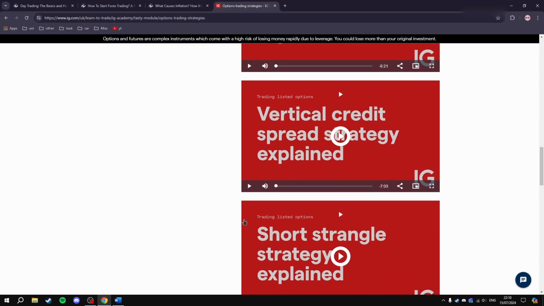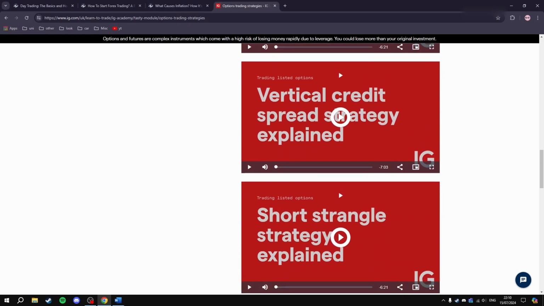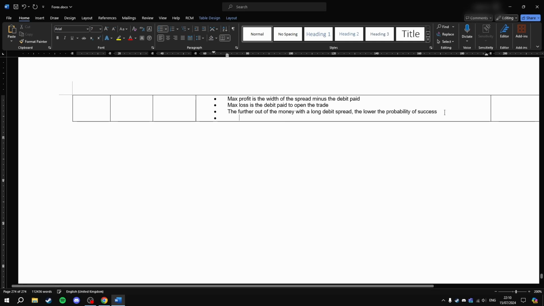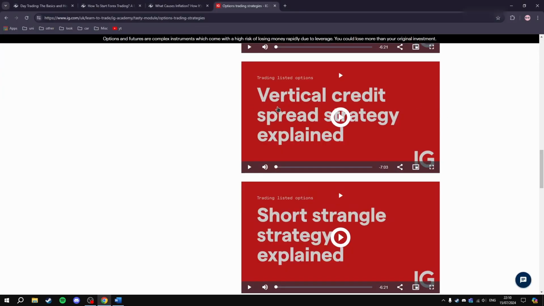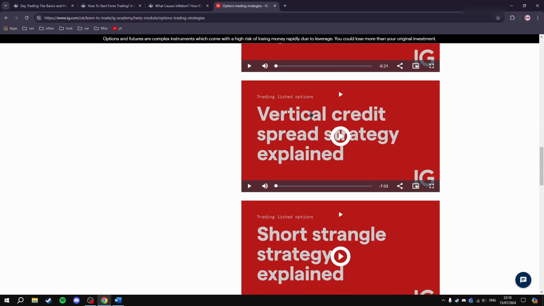Now we're on to vertical credit spread strategy explained.